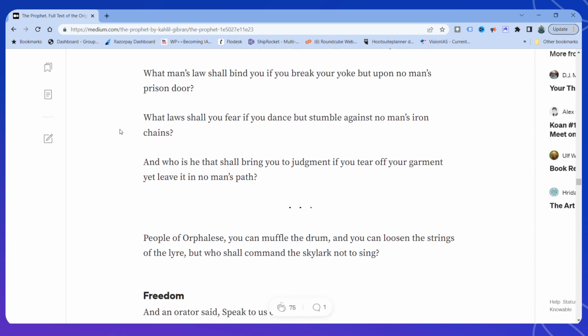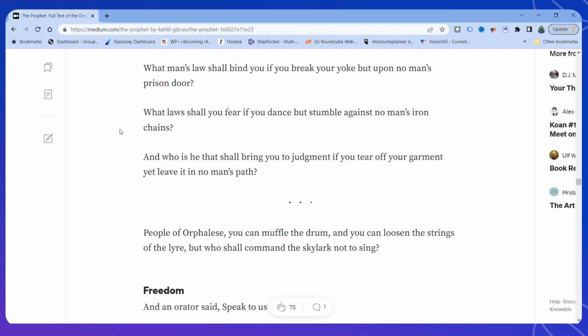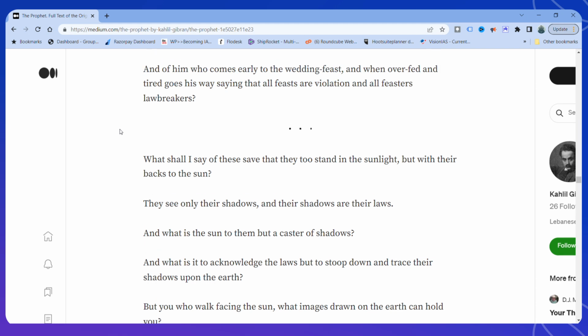And who is he that shall bring you to judgment if you tear off your garment yet leave it on no man's path? People of Orphalese, you can muffle the drum and you can loosen the strings of the lyre, but who shall command the skylark to sing?